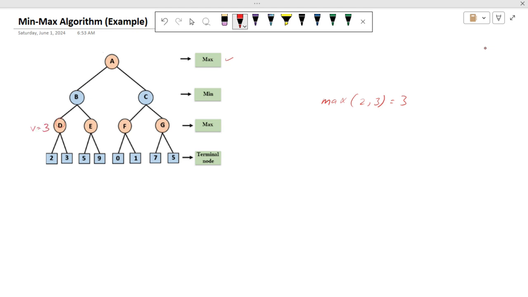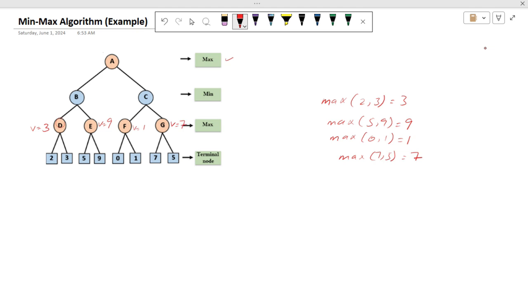So if we move to the right side, at node E, there are 5 and 9. As you can see, the max of 5 and 9 would be 9. So here the value of the node will be 9. At node F, as it's max's turn, the maximum value will be assigned, 1 will be assigned to node F. Similarly, node G has two children, one is 7 and the other 5, so max would be selected, that would be 7, so the value will be assigned as 7.